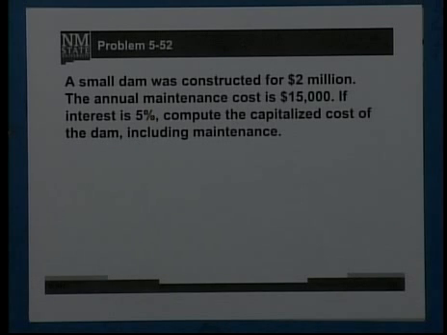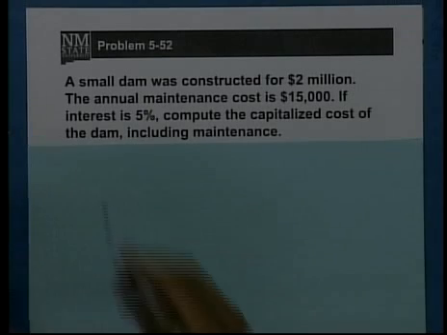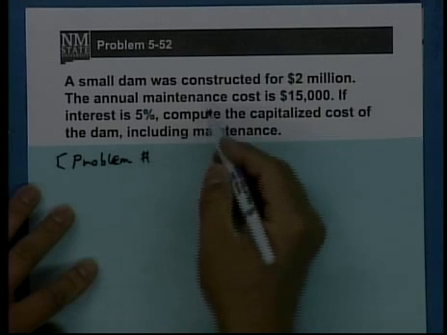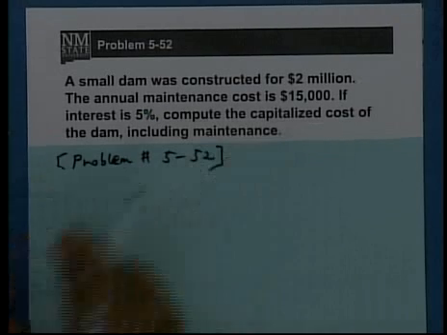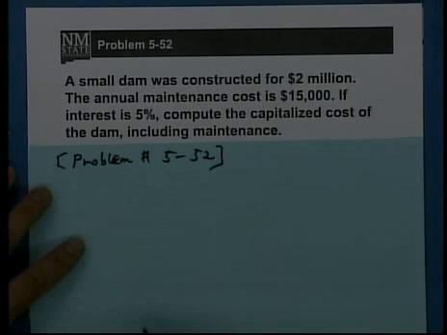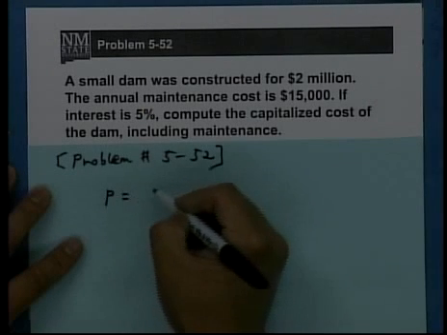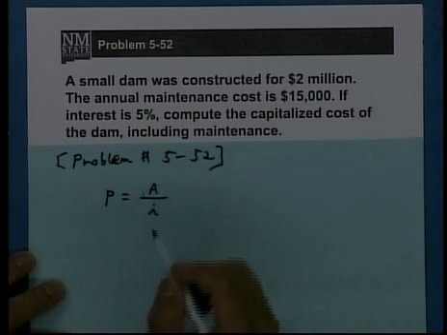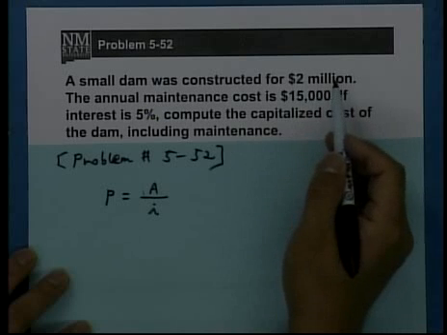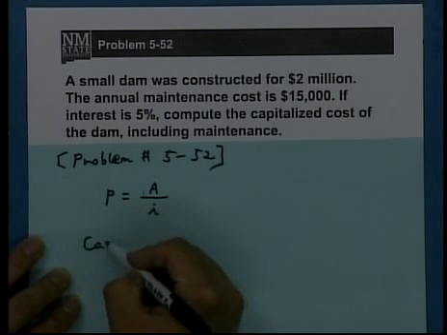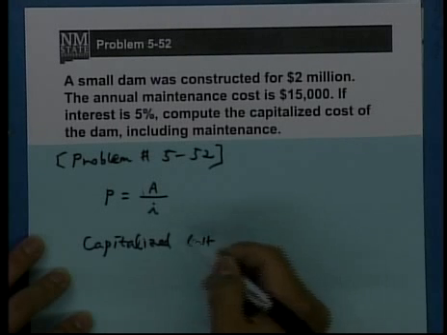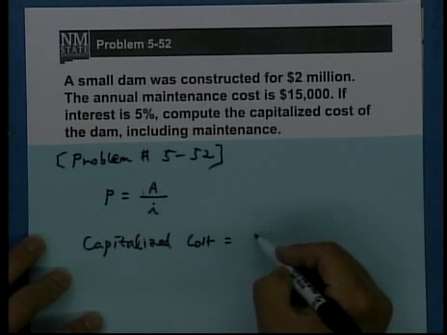Okay. So this is problem number 5-52. Again, the capitalized cost equation, P equals A over i, is applied when there are end of period disbursements A, right? So first, an initial cost of $2 million is required. The capitalized cost will be $2 million.